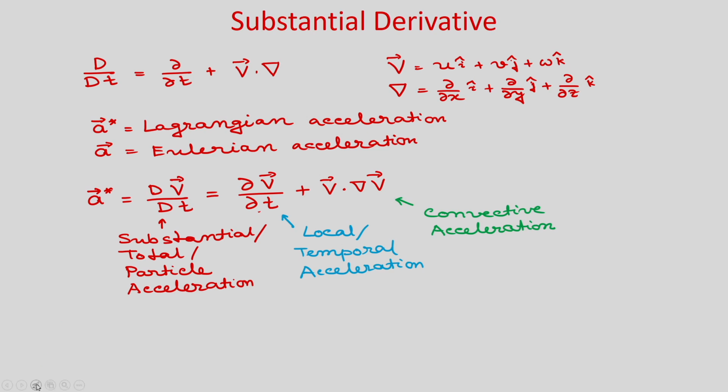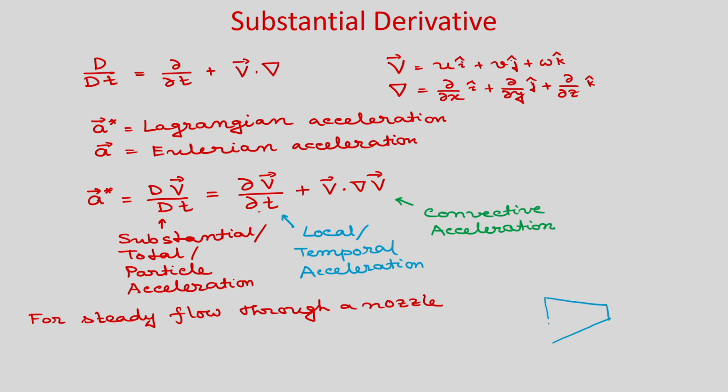So, you can see that for steady flow, through a nozzle, okay. So, consider a nozzle. So, you can see it is a varying cross section. So, obviously, from 1 to 2 there will be change in the velocity as the area is decreasing.